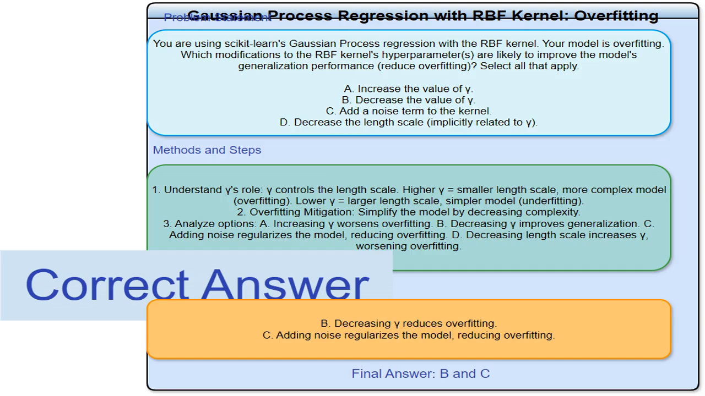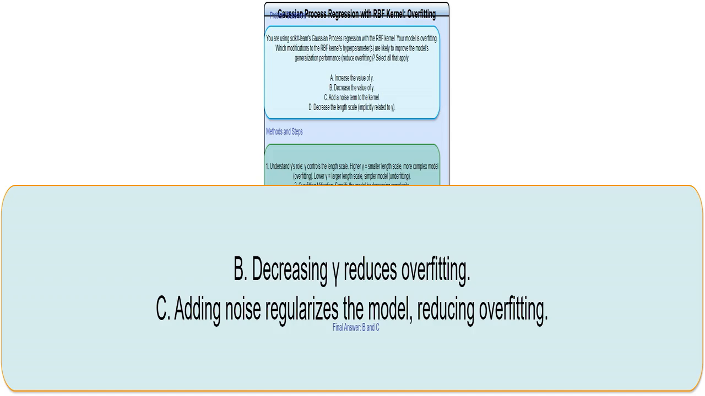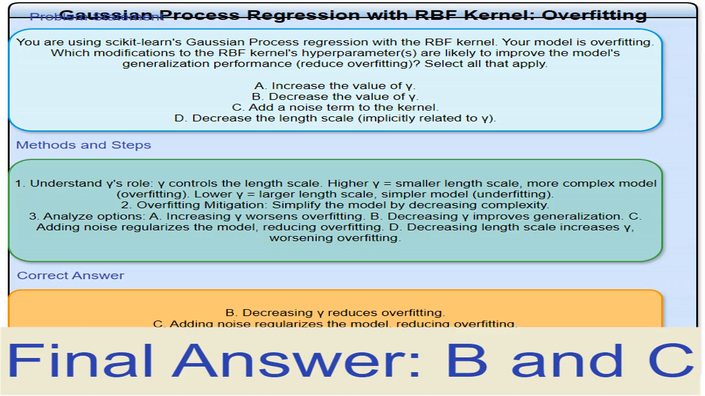Decreasing gamma makes the model smoother and less focused on the noise in my training data. Option B. Lowering gamma reduces the model's complexity, decreasing overfitting. Think of it like stepping back from the details and seeing the bigger picture. Option C. Adding noise introduces uncertainty to the model, preventing it from becoming overly confident in its predictions and reducing overfitting. It's like adding a little bit of doubt to make the model less certain and therefore more robust. Therefore, options B and C are correct.